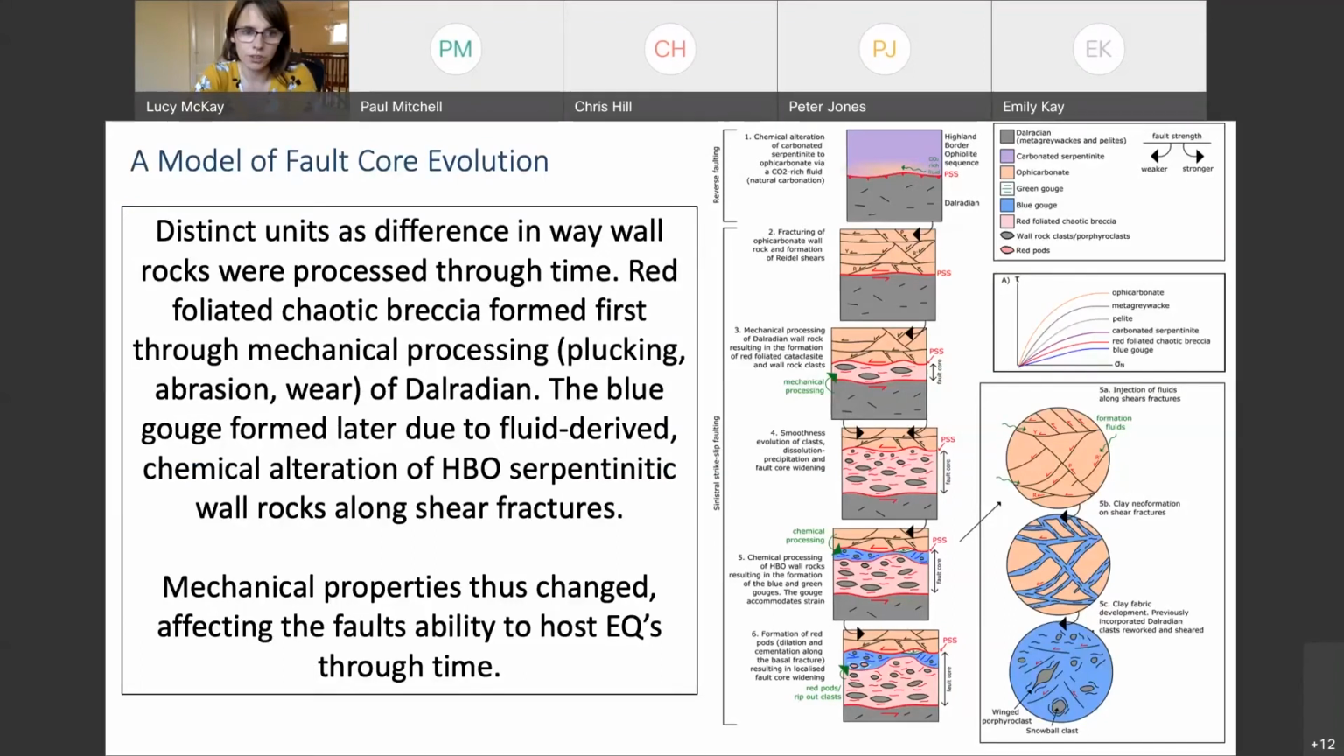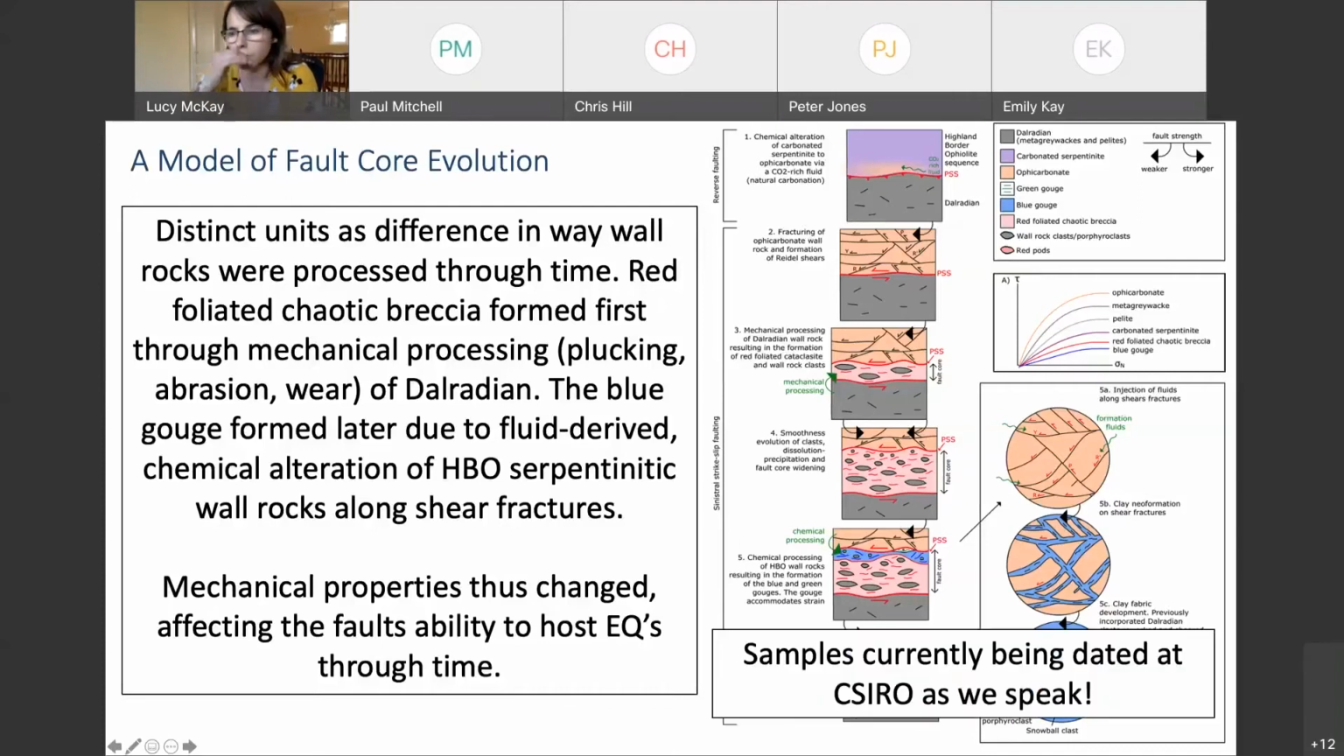The red foliated chaotic breccia formed first from the Dalradian, and later you've got this blue and green potentially gouge forming later due to the alteration of the serpentinite wall rocks along the shear fractures. But in order to confirm any of this model, you really need to date both clays, and actually the samples as we speak are currently at CSIRO in Australia, waiting to undergo some argon dating.